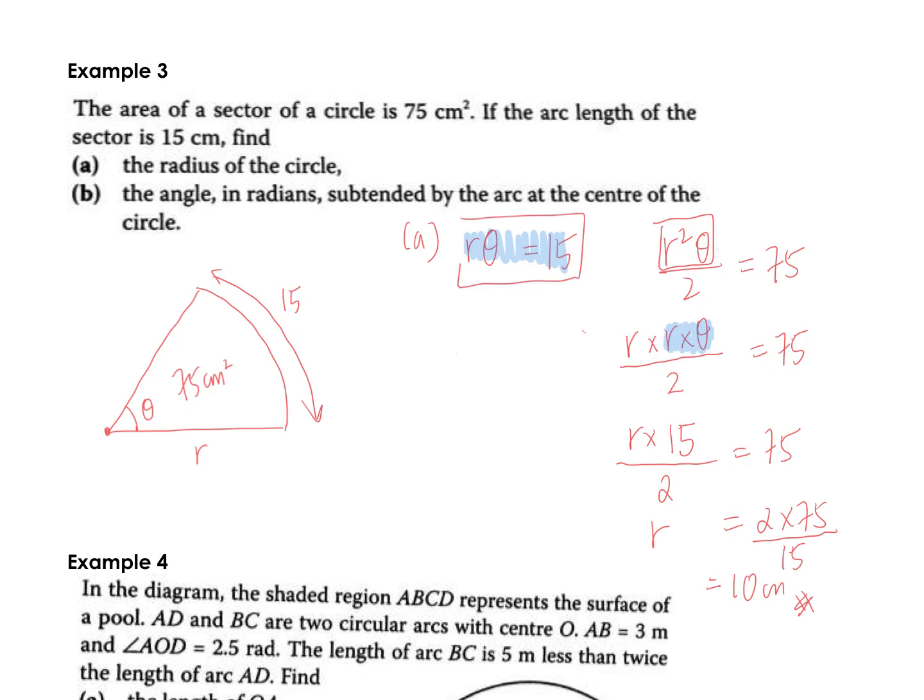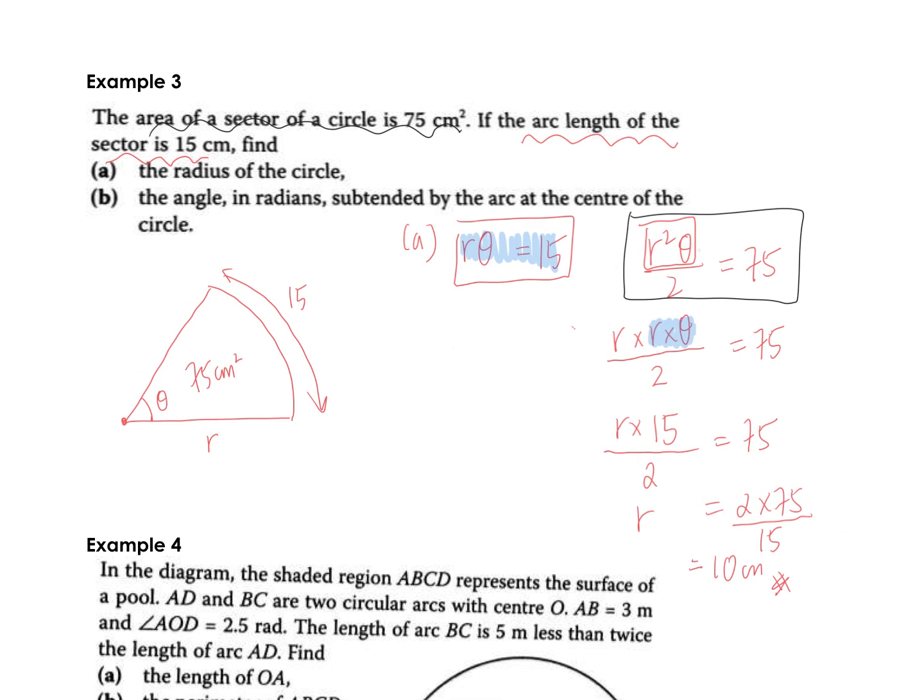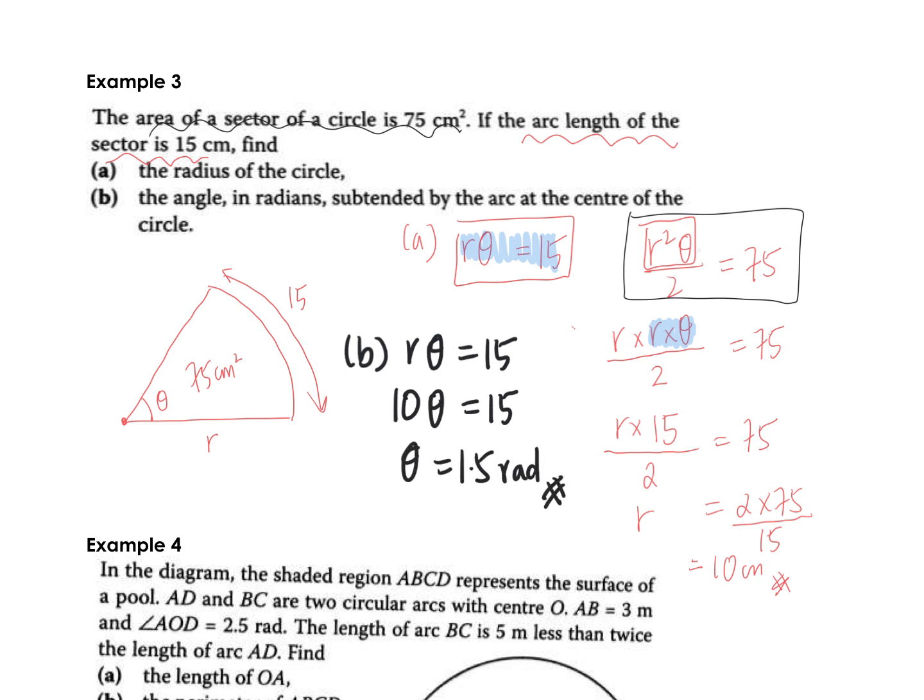They tell me that arc length is 15. Arc length is r theta. Then they tell me area of sector is 75, so r squared theta over 2 is 75. Next, I want to find theta. The easy way out is r theta is 15. I already solved for r, so just go and find theta, which is 1.5 rad. So the math is simple. You just need to know what you need to operate as, radian machine or degree machine.